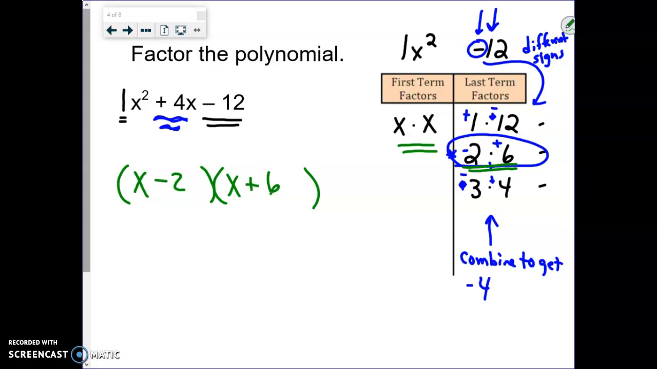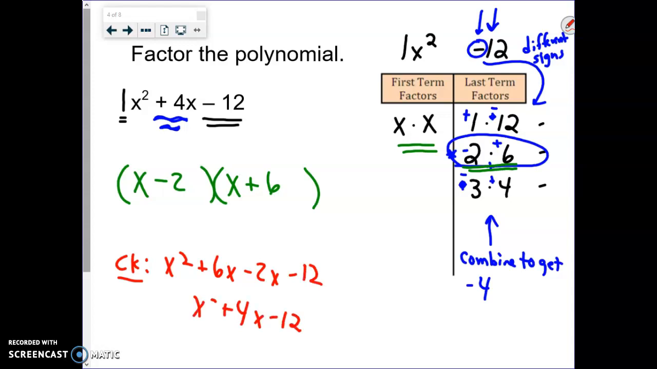Now, here's the neat thing, you can check this real easy. We can perform a check. How do we perform a check? We multiply them together. Take x times x, that's x squared. Do your FOIL, in other words. Take x times 6, that's a 6x. Take negative 2 times x, that's a negative 2x. And then take negative 2 times 6, that's a negative 12. Combine your middle two terms together, you get a positive 4x. And look at this, ladies and gentlemen. We end up with the same polynomial we started with.